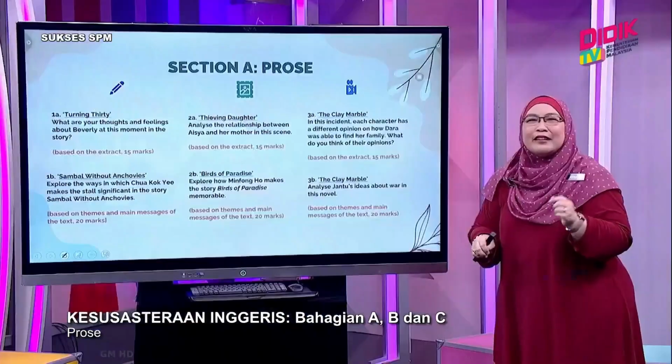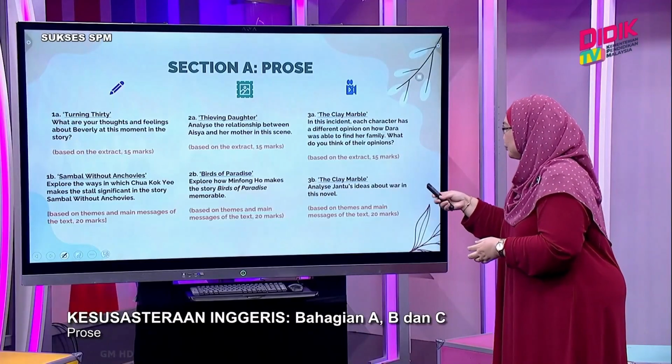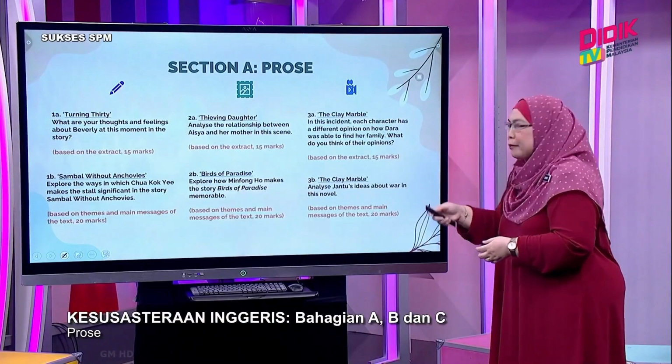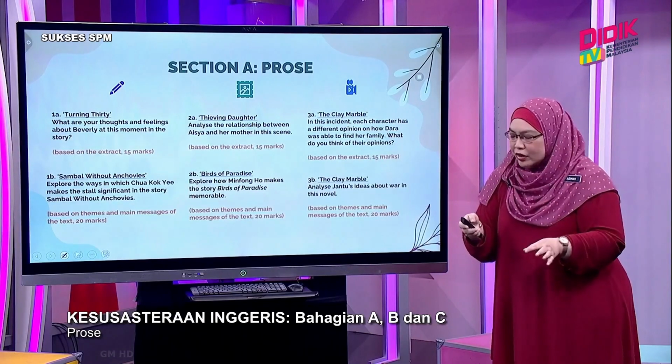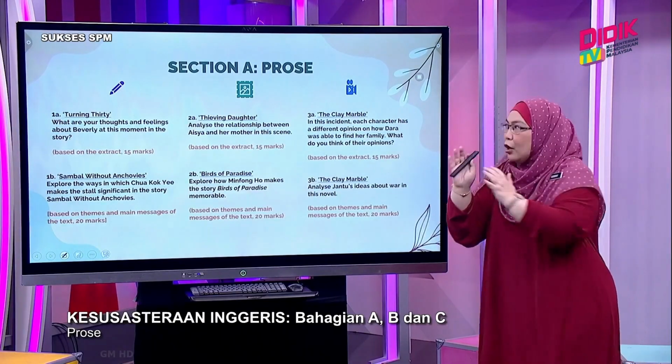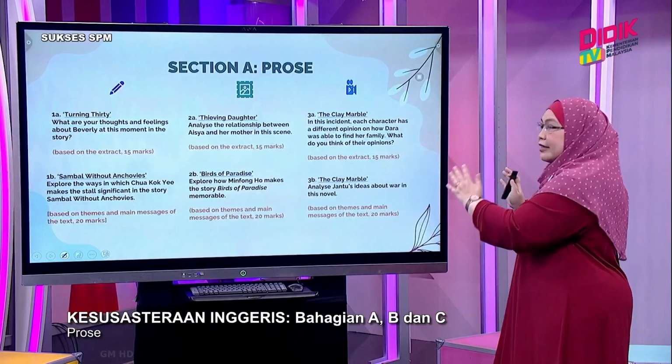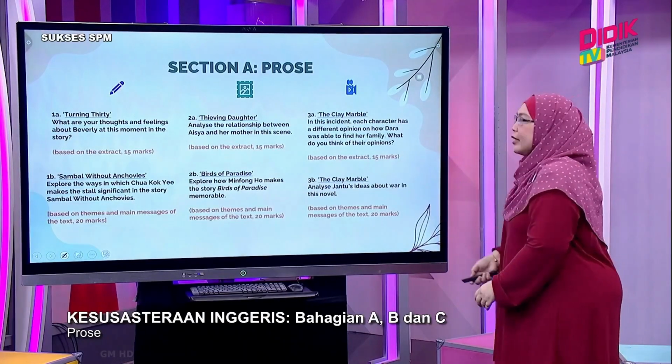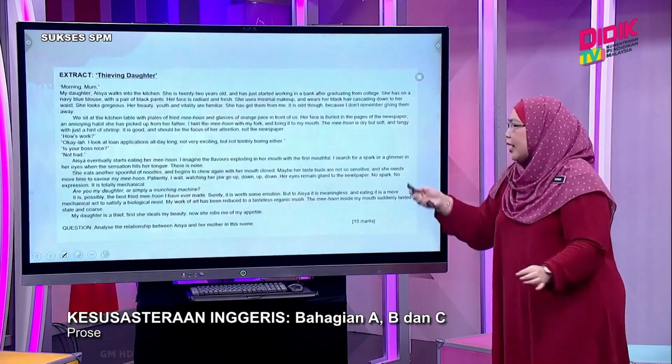Okay, let's take a look at the Birds of Paradise, okay? And then let's take a look at Clay Marble. Again, the questions are based on the themes found in the text. So now we know the difference, yeah? When you're looking at prose, A is extract based, and B is obviously themes and main ideas.